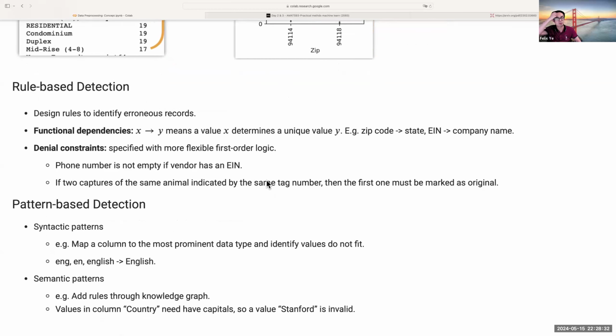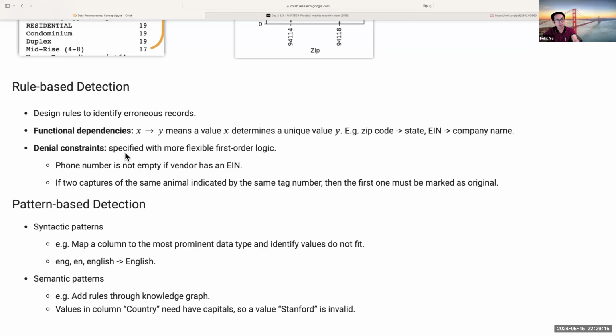Okay, so for those kinds of rule-based detection, you can design rules to identify these. For example, you can think about functional dependencies. That means x is a function, a map from x to y. That means the value of x uniquely determines y. For example, a zip code uniquely defines the state. An EIN is the unique code that identifies the company name, so you can have these kinds of functional dependencies to ensure this kind of rule is enforced.